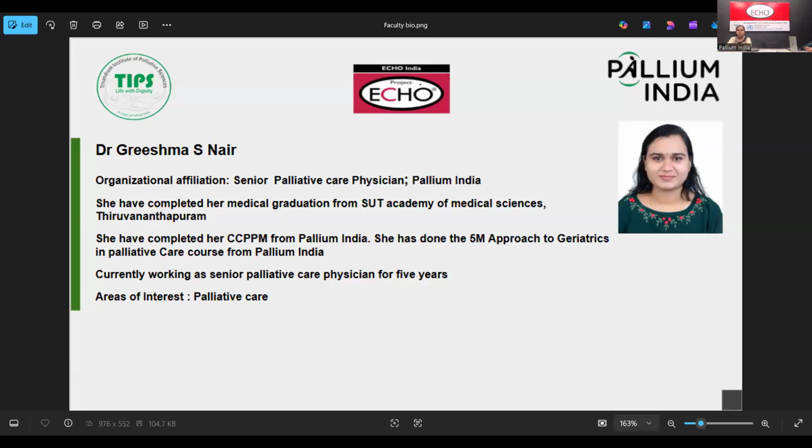So, Dr. Greeshma Nair is currently working as a senior palliative care physician at Pallium India. She completed her medical graduation from FCPN Academy of Medical Sciences, Tirunelveli, and her CCPPN from Pallium India. She has also done the Approach to Geriatrics in Palliative Care course from Pallium India. She has been working as a senior palliative care physician for 5 years. Her area of interest is palliative care. So welcome, ma'am. Over to you.